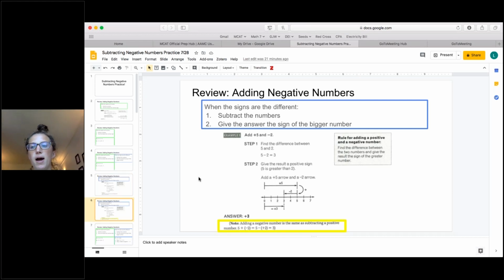There's one note here at the bottom of the screen that I want to highlight. It says adding a negative number like we did in this problem is really the same thing as subtracting a positive number. We turned an addition problem with a negative number into a subtraction problem with only positive numbers. I want to say that here, and we're going to come back to that point.